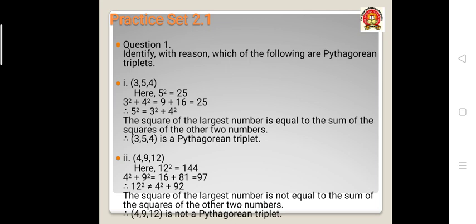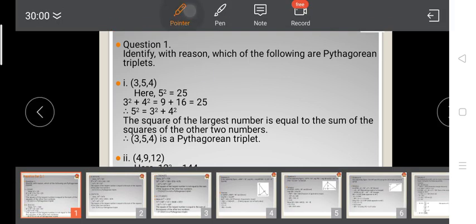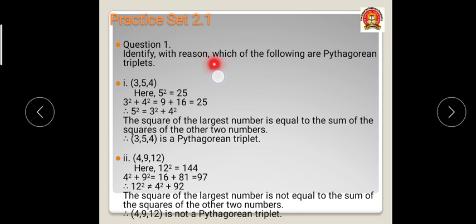Now, in this session, we are going to start our practice set, which is based on the theorems that we learned in the previous session. See the first question from 2.1. Students, identify which of the following is a Pythagorean triplet.